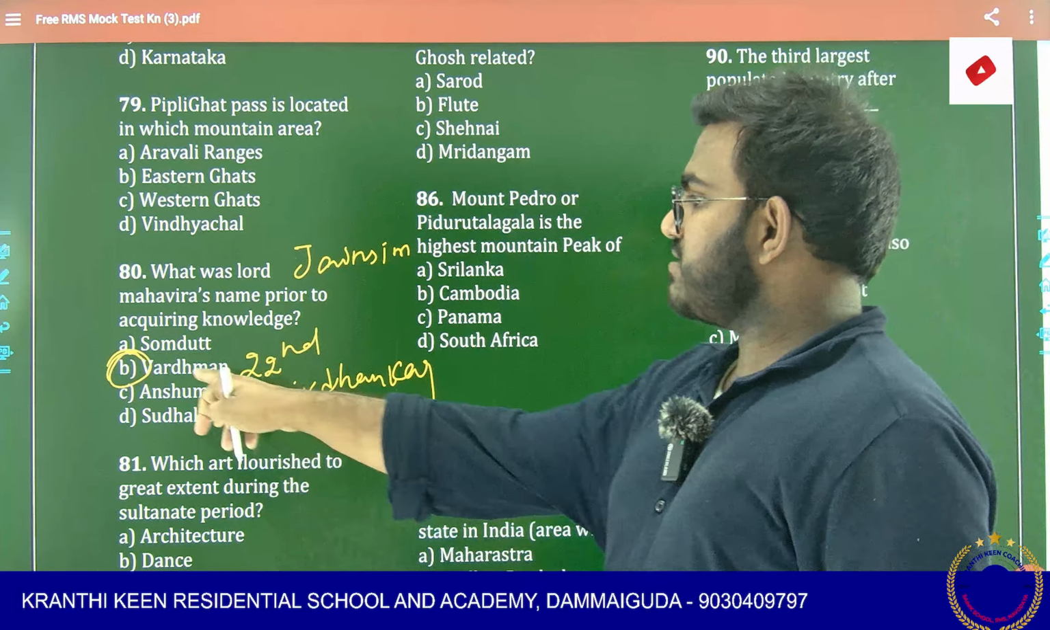Ramakrishna Mission Belur was established in which year? Ramakrishna Mission was established by Swami Vivekananda, one of the great philosophers of India. It was started in 1901. Next, with which musical instrument is Pannalal Ghosh related? Flute.